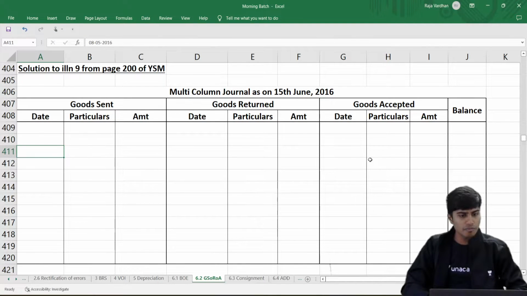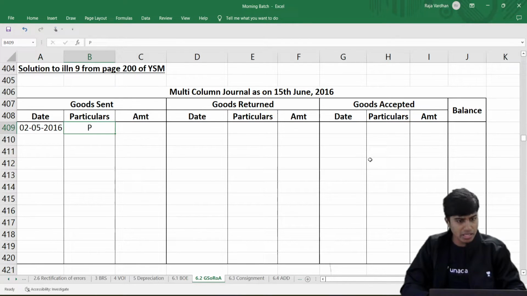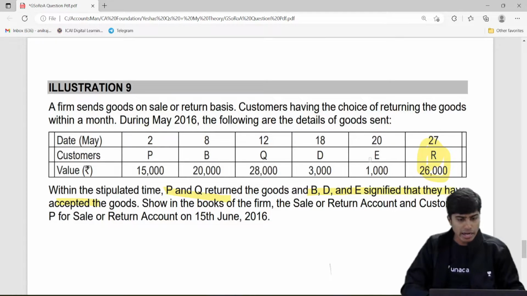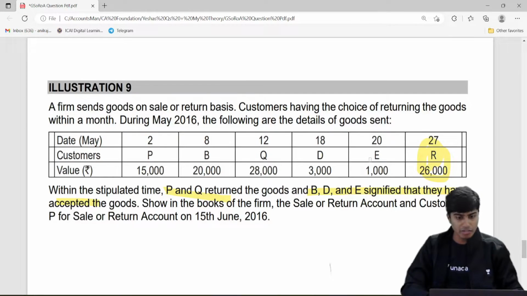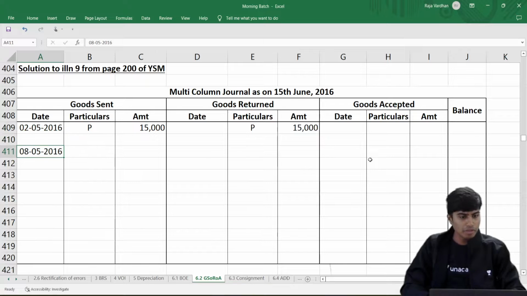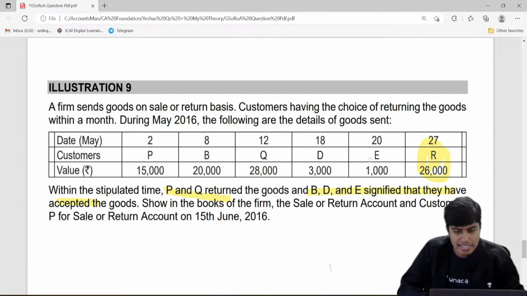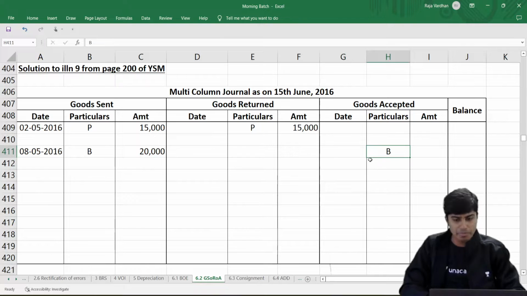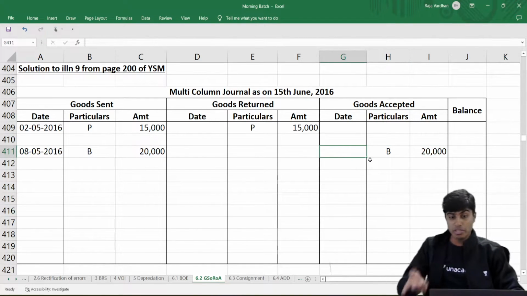On 2nd of May 2016, goods are sent to P to the extent of 15,000 and P has returned the goods. So I'll write it here, P 15,000, the goods are returned. The date is not mentioned to us, so I'll leave it that way. On 8th of May, goods are sent to B at the rate of 20,000 and Mr. B has accepted the goods. I'll write in the accepted column 20,000. The date is again not available with me, so I have not written it.